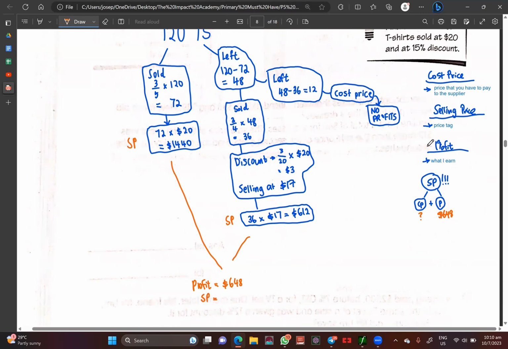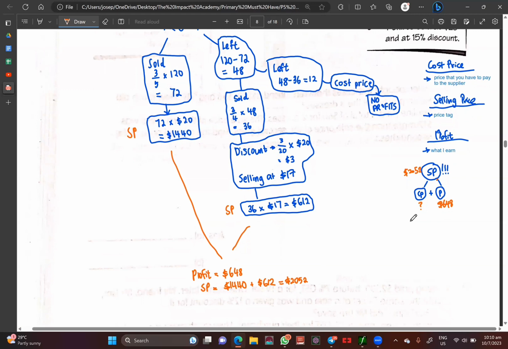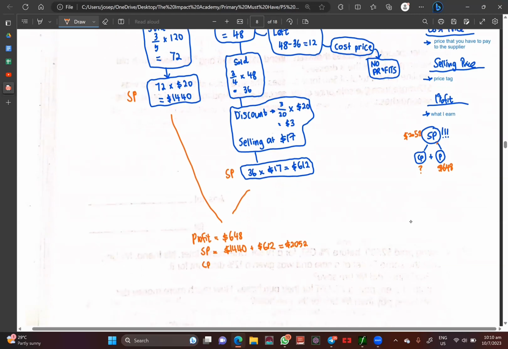Let me just write it down. The selling price is actually 1,440, which is the one over here, plus 612. I say that again, 1,440 plus 612, we get an answer of 2052. If I go back to this number bond, you can see that this is very simple, but I believe it will help you understand what I'm going to do next. I will write down 2052 there. So this 2052 is the selling price. Now, the question wants us to find the cost price.